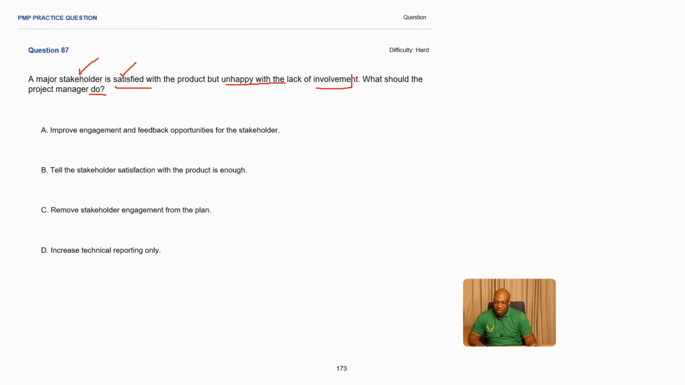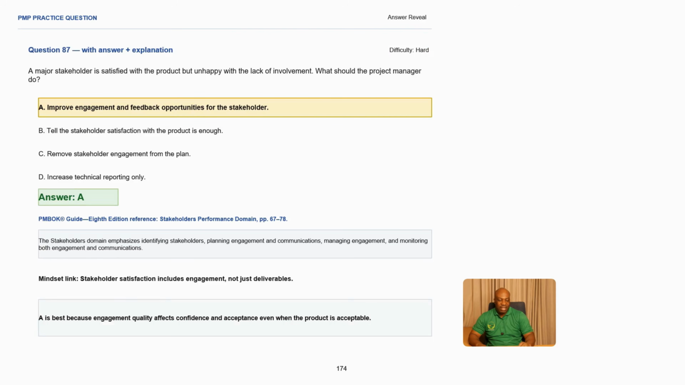Okay. A, improve engagement and feedback opportunities for the stakeholder. I like the word improve engagement because the stakeholder was not involved initially. So now he's going to be engaged. B, tell the stakeholder satisfaction with the product is enough. You don't tell the stakeholder, you're forcing the stakeholder to accept. The main issue is they want to be involved. So making this an incorrect answer. C, remove stakeholder engagement from the plan. You always need stakeholder engagement, so you cannot remove it from the plan. D, increase technical reporting only. You are even making it worse. Not every stakeholder is going to be technically good. So the difficulty here is very hard, and the best answer here is A.